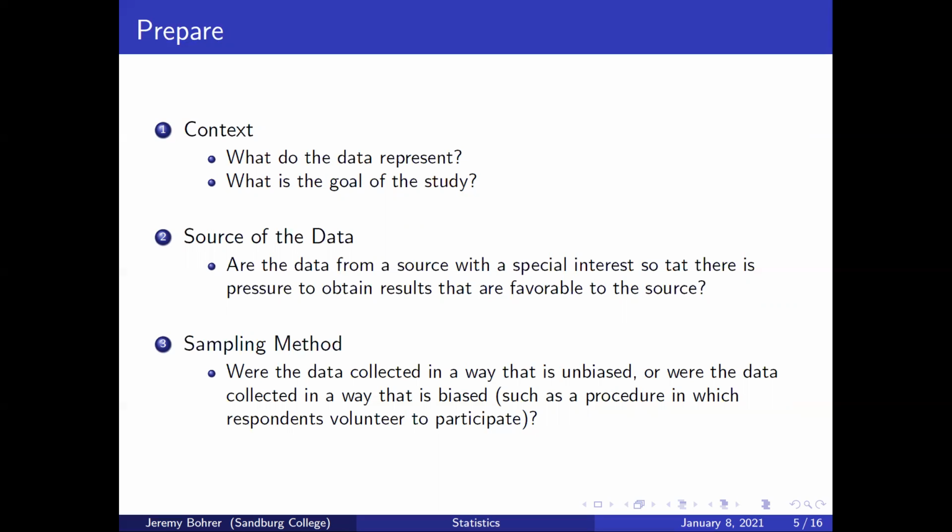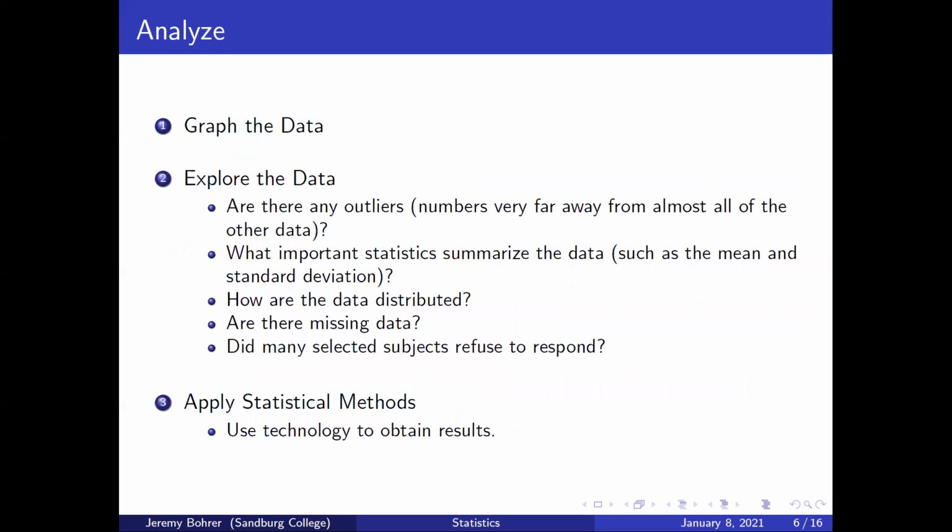The sampling method. Were the data collected in a way that is unbiased, or were the data collected in a way that is biased, such as a procedure in which respondents volunteered to participate? To analyze, we graph the data, explore the data. We ask, are there any outliers, which are numbers very far away from almost all of the other data? We ask what important statistics summarize the data, such as the mean and standard deviation. We'll talk about them more in chapter 3.